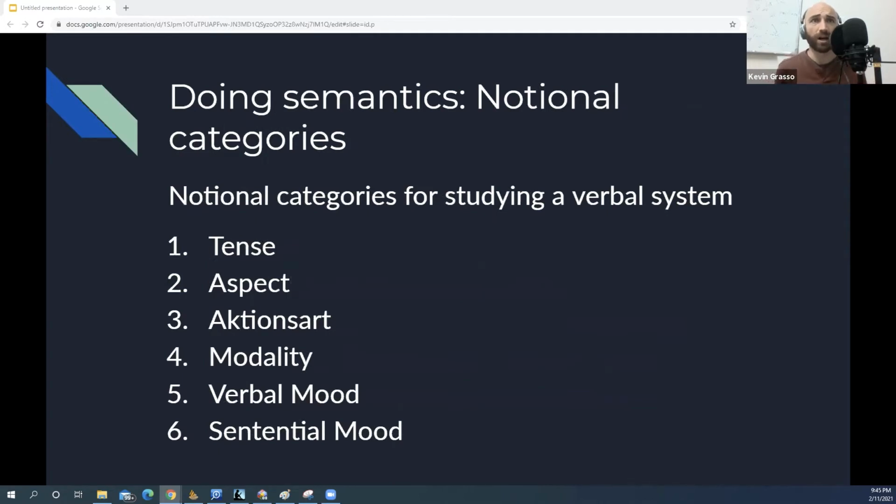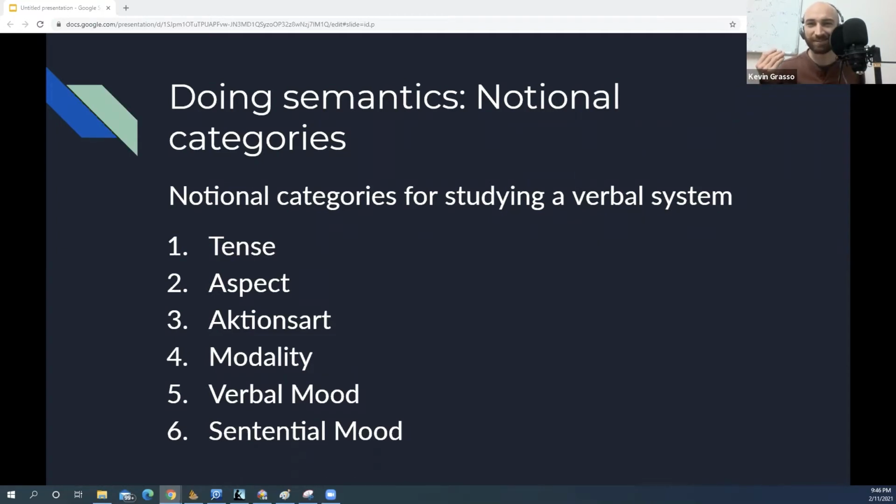So when we talk about these notional categories, these are the ones that you should be familiar with if you're going to do any sort of serious work on a verbal system. So tense, aspect, action, modality, verbal mood, sentential mood. You could easily spend the rest of your life studying the literature on this. It's very, very vast.